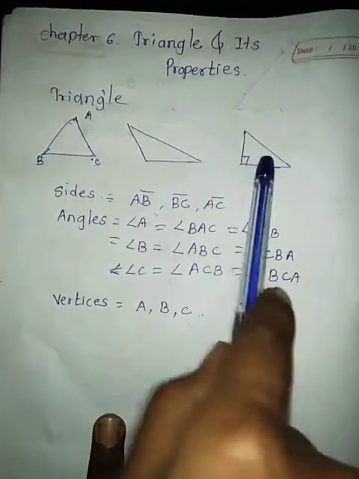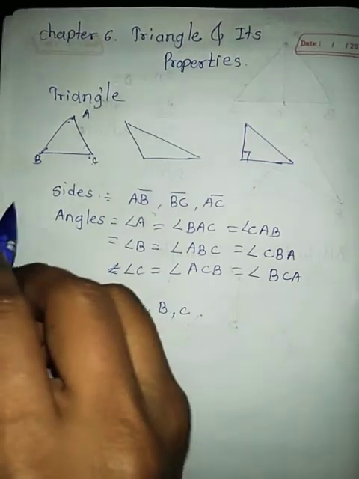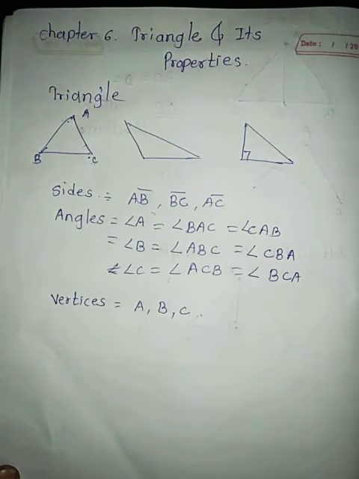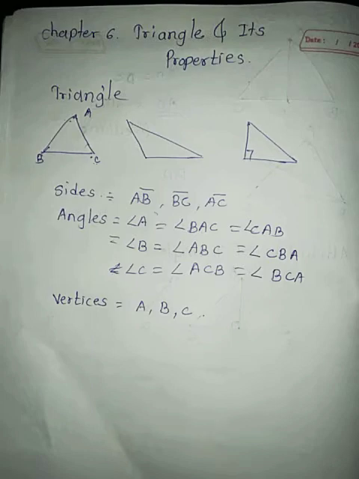Now see these three figures. In this you can see the difference, no? Now there are types of triangles. Triangle types are based on the angles and based on the sides. In total there are six types, three based on angles and three based on sides.